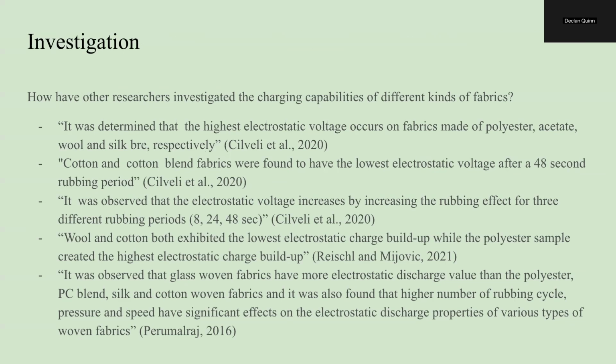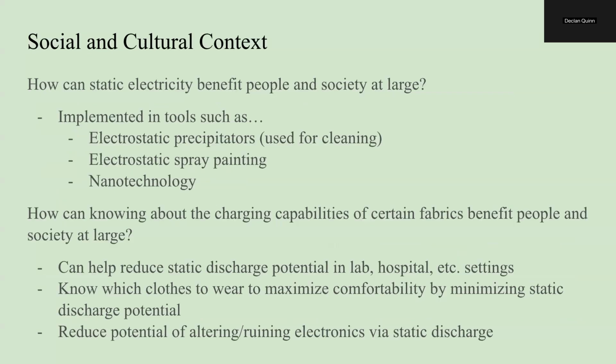Shown here is research from other researchers on electrostatic voltage and fabrics. They found that the electrostatic voltage depends on the fabric used to charge, as well as the intensity and duration of the rubbing period. Static electricity helps people through being implemented in tools such as precipitators, spray paint, and nanotechnology.